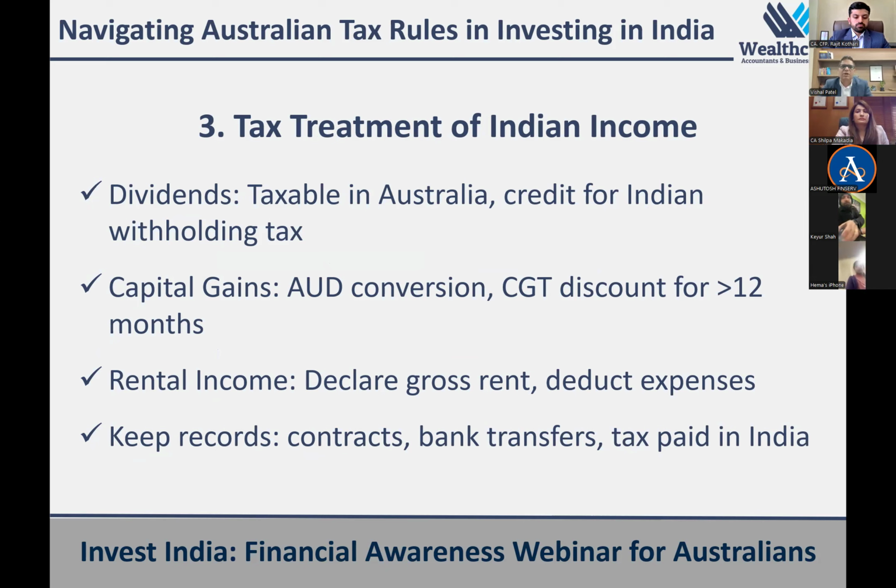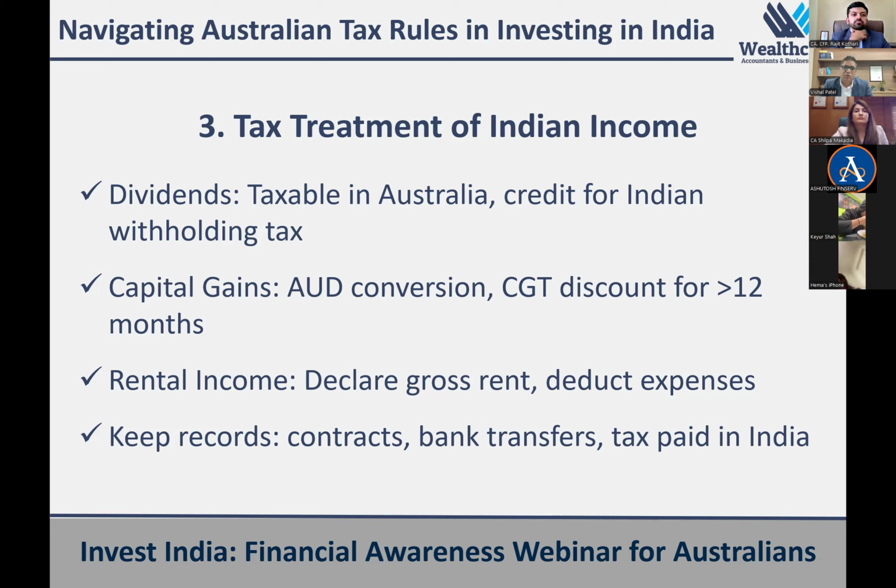When you have investment income, like dividends, that is taxable in Australia, and you get credit for any withholding tax that you have already paid in India. Let's say you generate capital gains, so if you have sold any property or any shares, then you need to convert that gain amount into AUD using the ATO rates that they give every year. And this is very interesting and very important to follow.